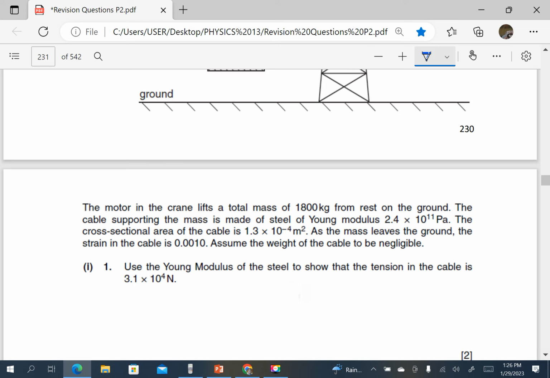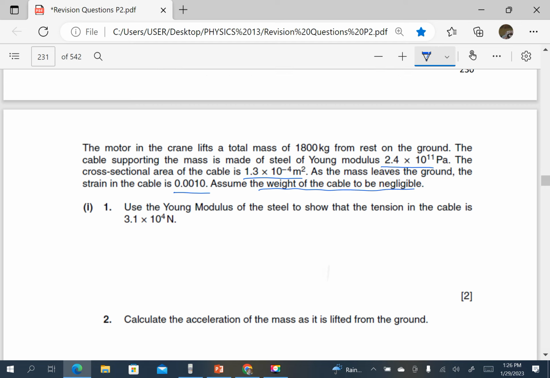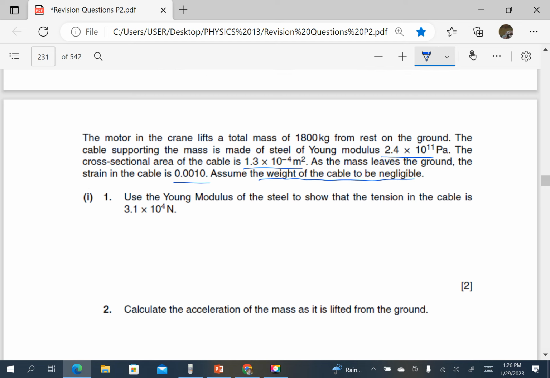The cable supporting the mass is made of steel of Young modulus 2.4 × 10^11. The cross-sectional area of the cable is 1.3 × 10^-4. As the mass leaves the ground, the strain in the cable is 0.001. Assume that the weight of the cable is negligible. Use the Young modulus of steel to show that the tension in the cable is that.